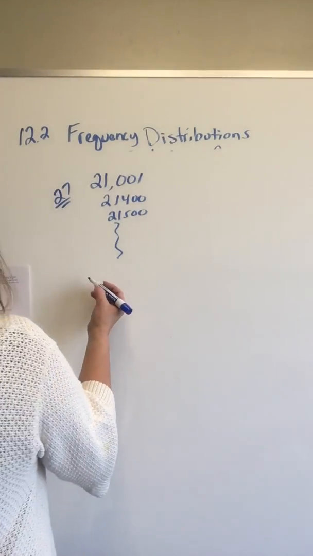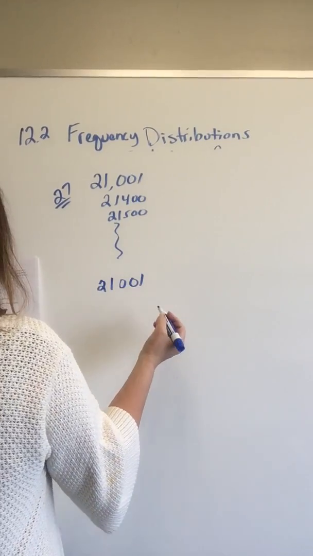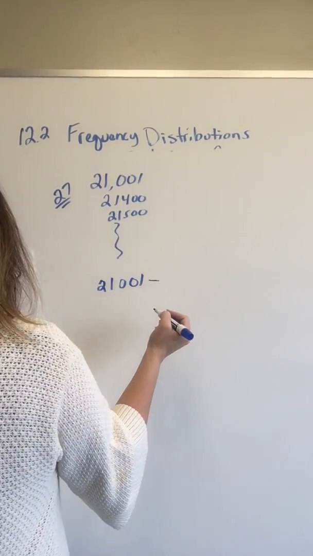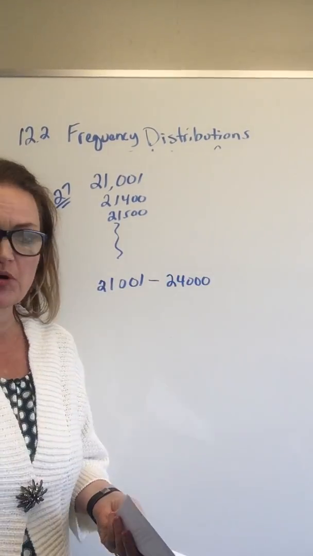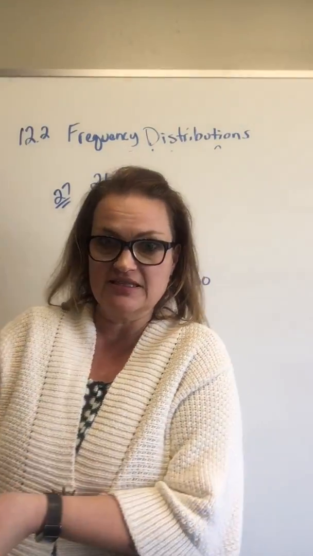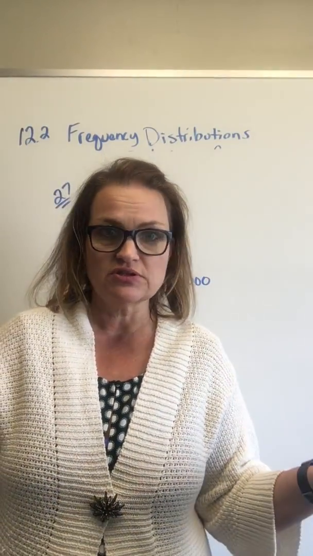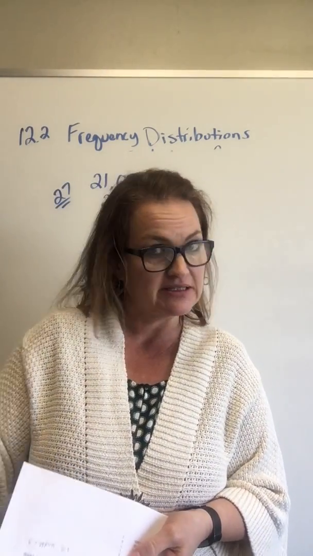So I made the first class start with $21,001, and then at a high range, I went to 24,000. Now that will be set in your homework problem. They'll probably tell you, make the first class this. If you were just designing your own, you could do anything you want here. So there's no rule for that, like how big you make your classes. Just once you decide, you be consistent.